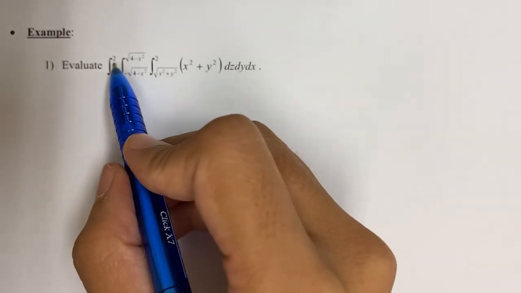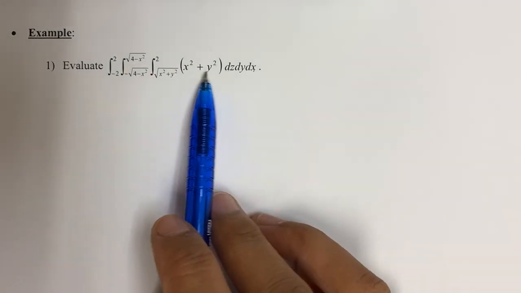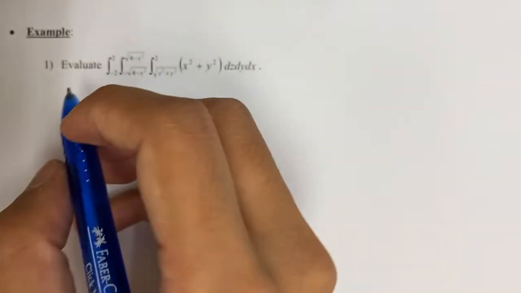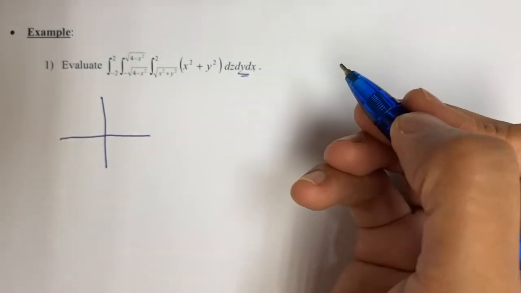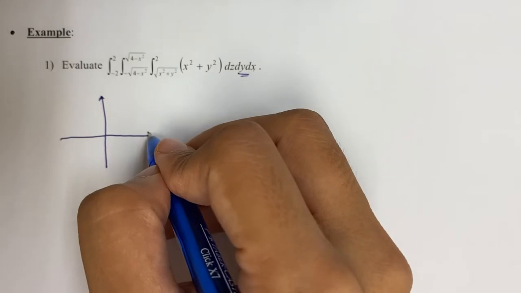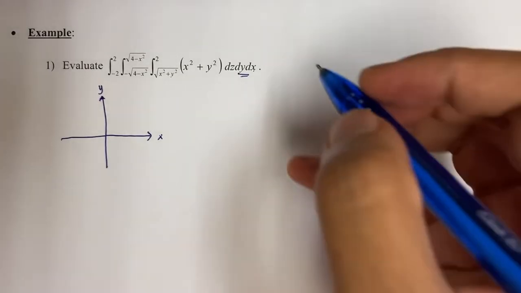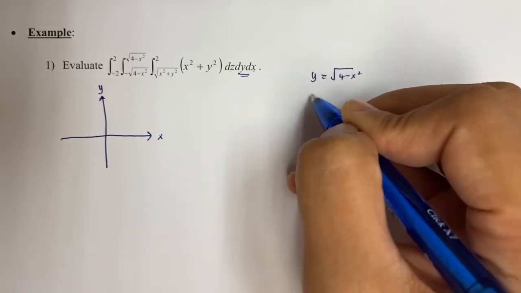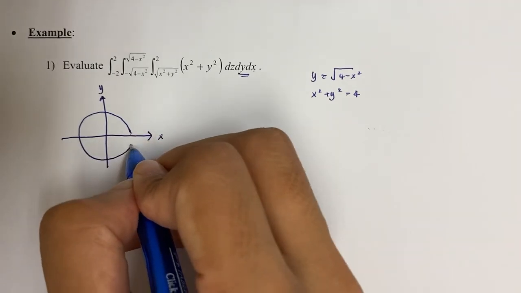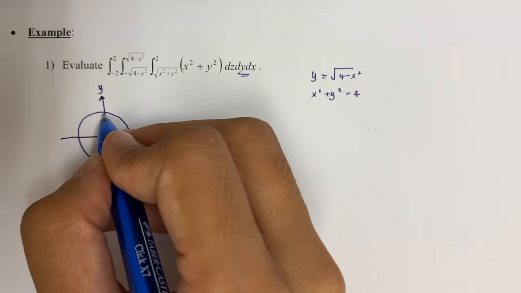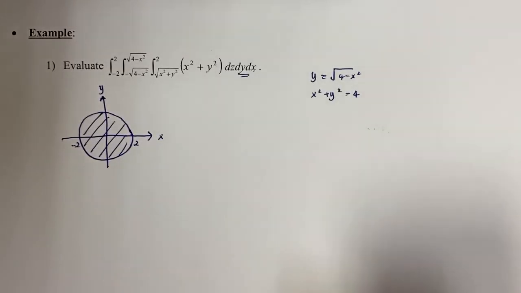Evaluate the integral with x from negative 2 to 2, the limit for y from negative square root to positive square root, and z from square root of x squared plus y squared until 2. First thing first, always start by sketching the region. You know that dy dx is our base, so you need to sketch the xy plane. For the y limit, y equals square root of 4 minus x squared means x squared plus y squared equals 4, a circle with radius 2. The y limit covers the positive part and the negative part, and x is from negative 2 to 2. So you know the base: the base is a full circle.